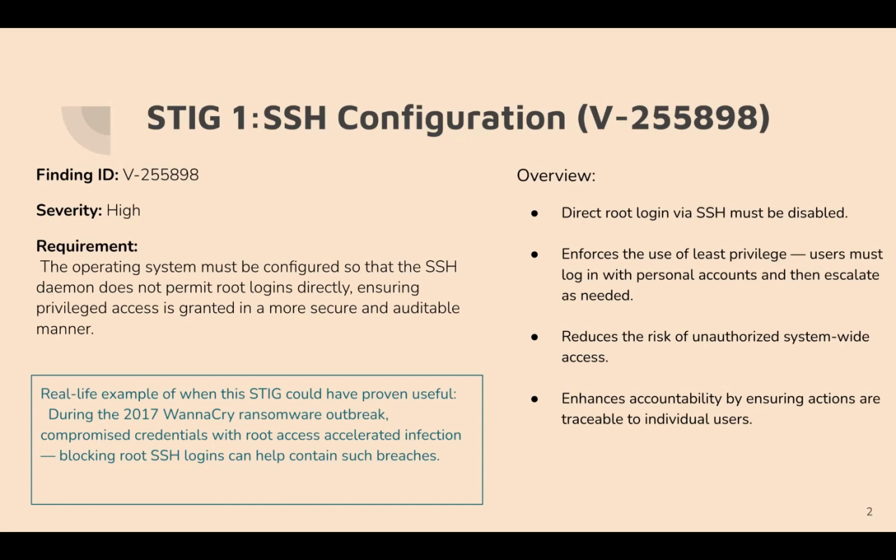A real-life example of why this matters is the 2017 WannaCry ransomware attack. Compromised root logins made the attack spread faster. Blocking root SSH logins could have helped stop it.